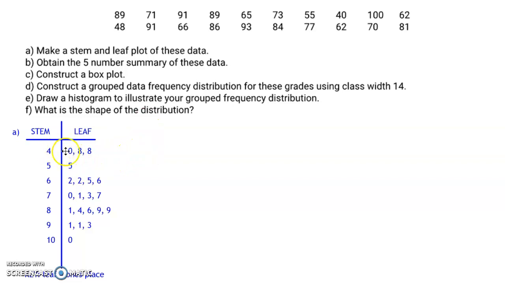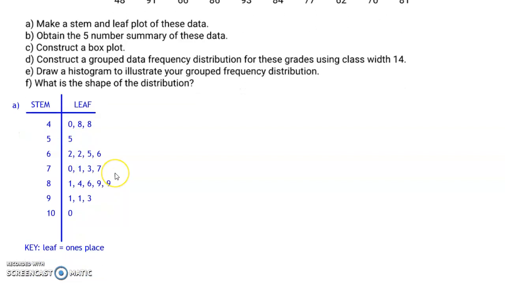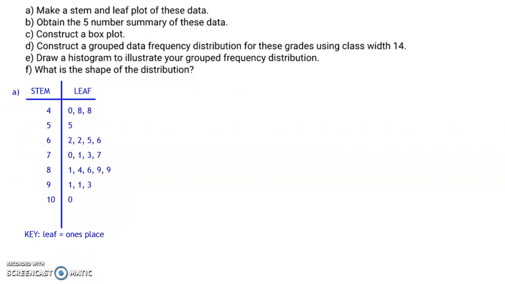One thing you should notice is that all of these leaves are in order: 40, 48, 48. The first number that I identified in this distribution was 48, and I put the number 8 as one of my leaves. Then later on I found a smaller number, which was 40, so I had to put that 0 at the front. These leaves should be in numerical order, ascending, going up. Okay, so that is letter A.